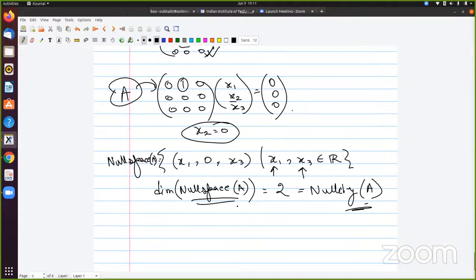Yes, sir. Okay, what is the basis of this null space, sir? Basis is (1, 0, 0) and (0, 1, 0). Similar question is in the practice assignment. First of all, put x3 equal to 0, then put x1 equal to 0. That's why this is the basis. Correct, the dimension is 2. Exactly.